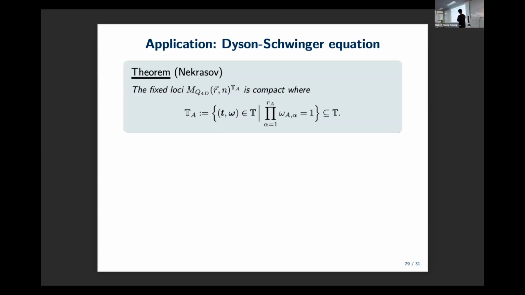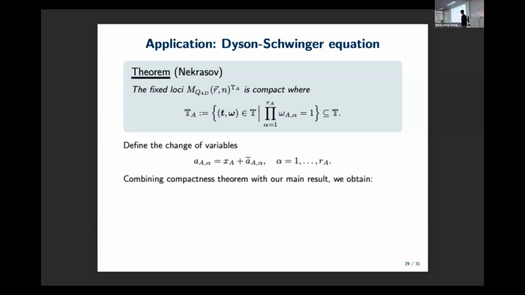So first of all, on the geometric side, Nekrasov proves the following. I've already told you that this moduli space, if you use the full torus action, is just a bunch of isolated points, so clearly compact. But even if you look at a slightly smaller subtorus, of codimension one, by imposing this equation on certain framing parameters, this still has a compact fixed locus. And then to state the main result, let me define the following change of variable on the framing vectors.